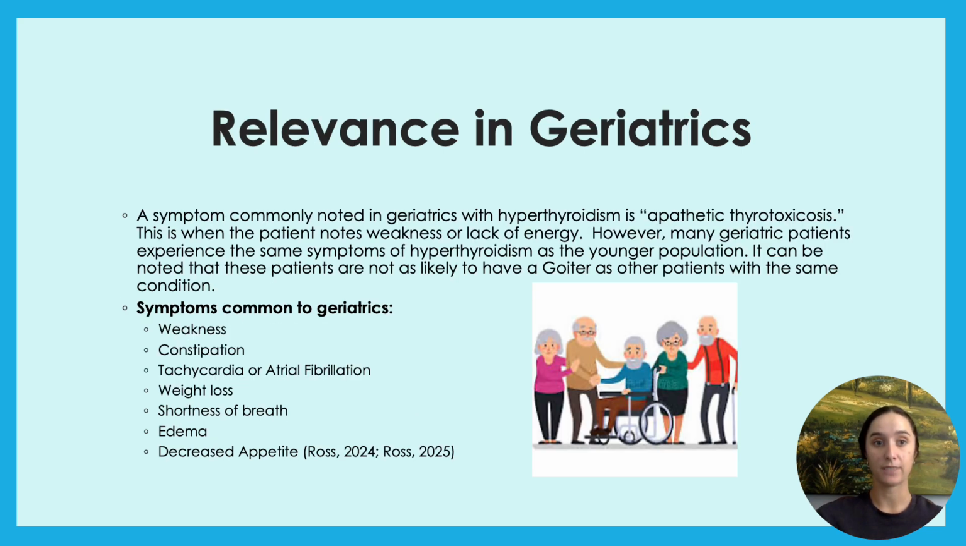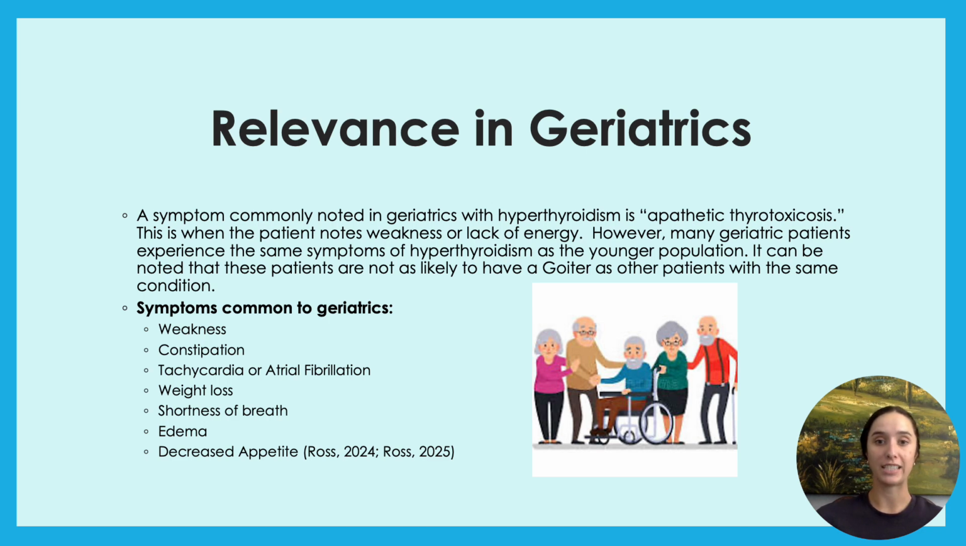Hyperthyroidism in geriatrics. A symptom commonly noted in geriatrics with hyperthyroidism is apathetic thyrotoxicosis. This is when the patient notes weakness or lack of energy. However, many geriatrics experience the same symptoms of hyperthyroidism as the younger population. It can be noted that these patients are not as likely to have a goiter as other patients with the same condition. Symptoms commonly found in geriatrics, however, are weakness, constipation, tachycardia or atrial fibrillation, weight loss, shortness of breath, edema, or decreased appetite.